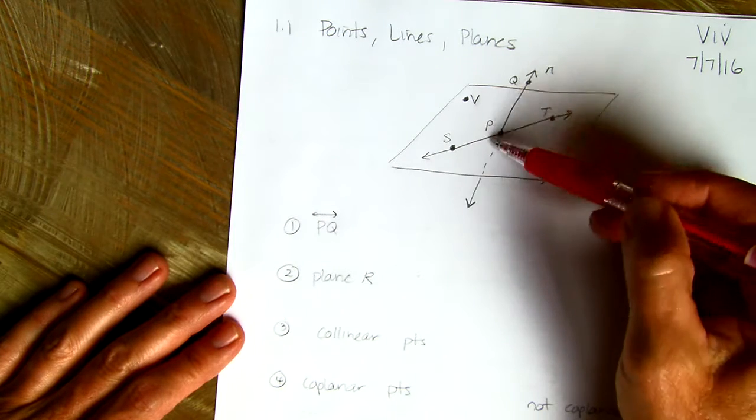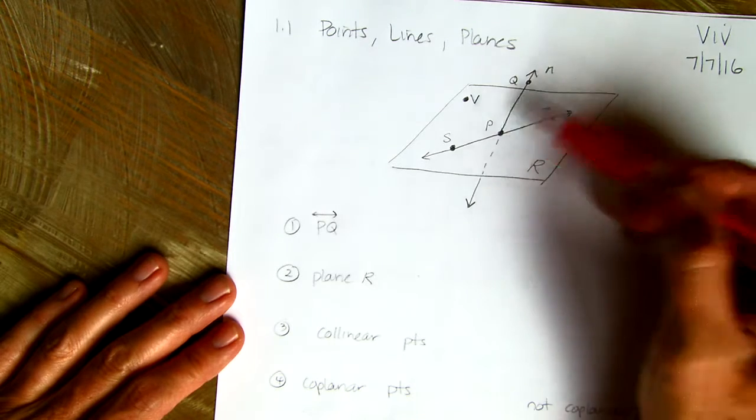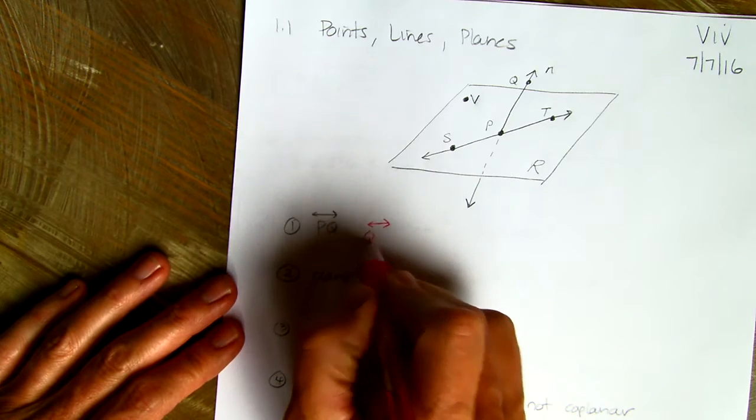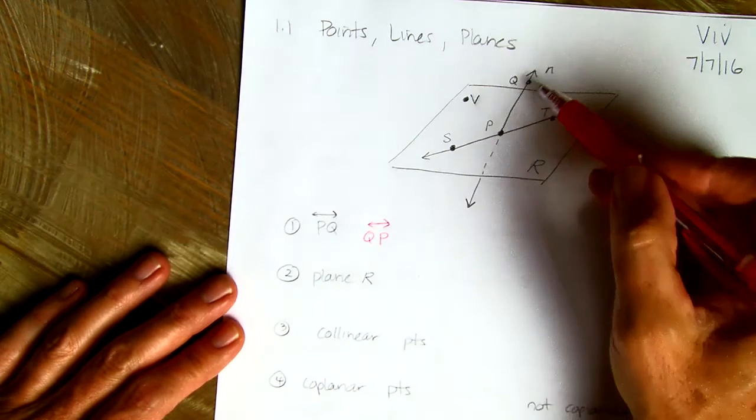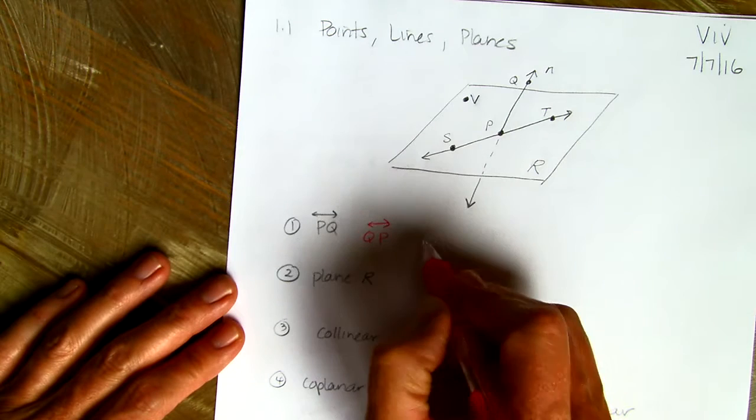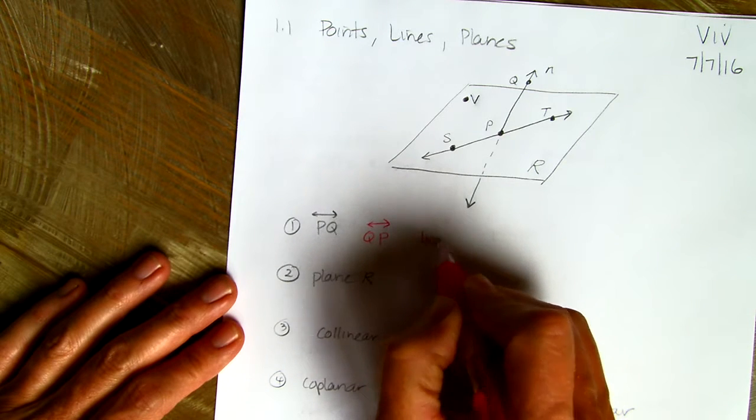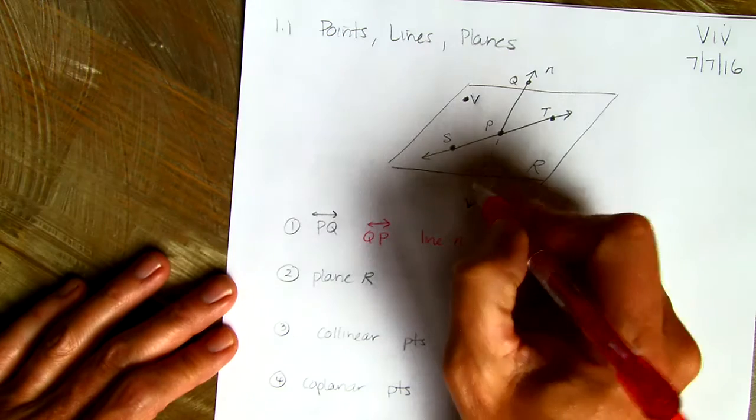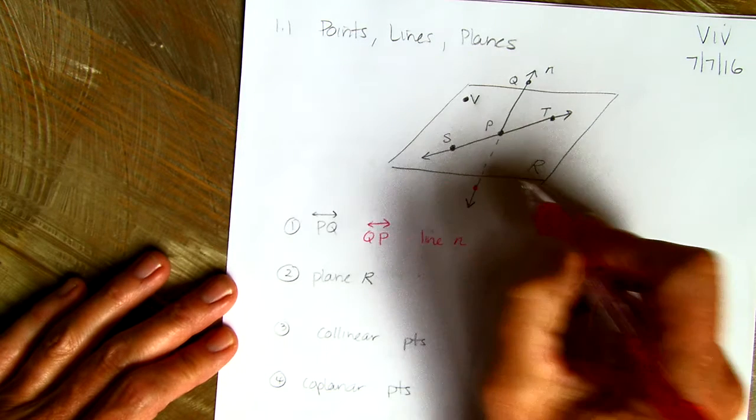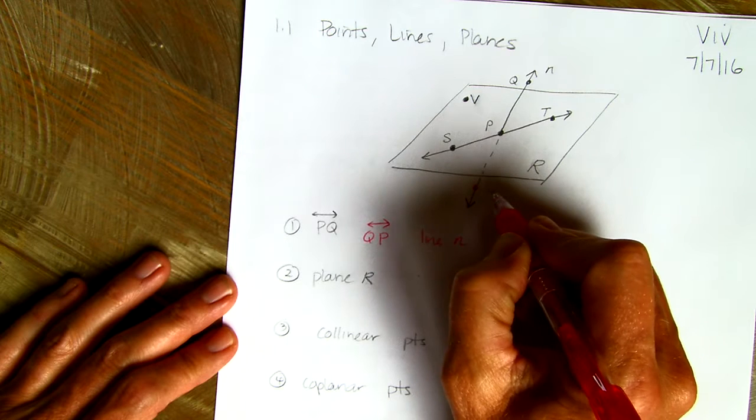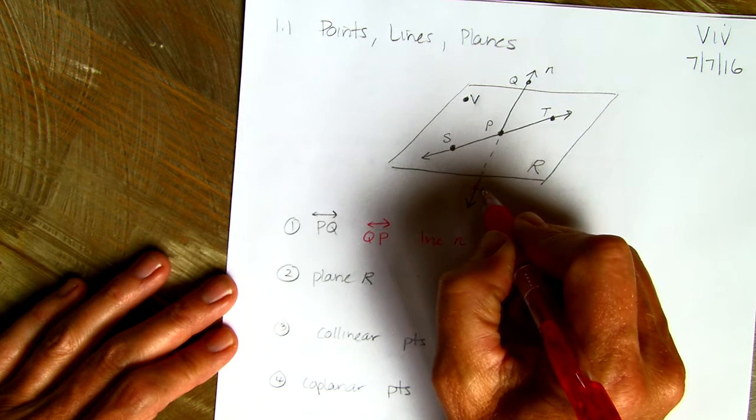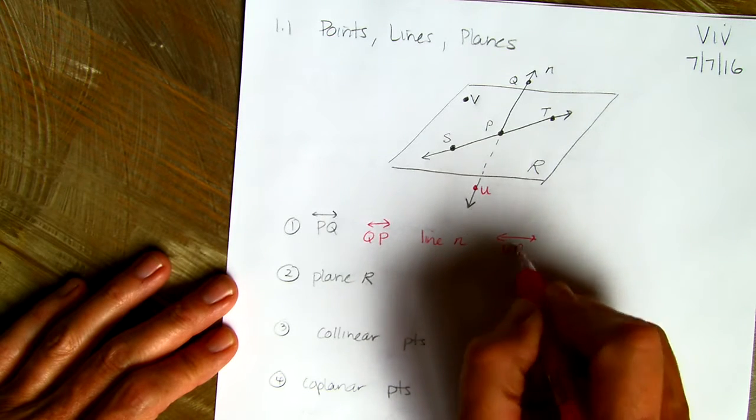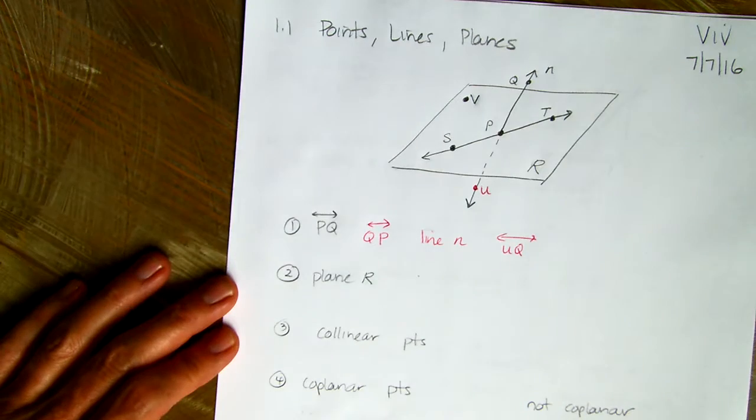Now, if we're going to name a line with points, we have to use at least 2 points. You could say line QP. It's the same thing since it goes in both directions. And another thing you could just say is line N. If I had another point down here, let's say U, I could say line UQ, line UP, etc.